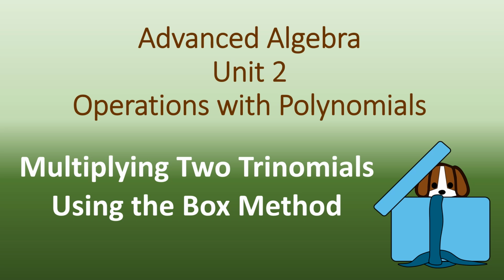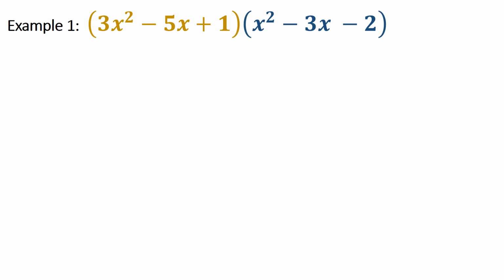Alright, we're going to be looking at multiplying two trinomials using the box method. This is for Advanced Algebra Unit 2. Okay, here's our example. Two trinomials. Alright, we're going to multiply them together.